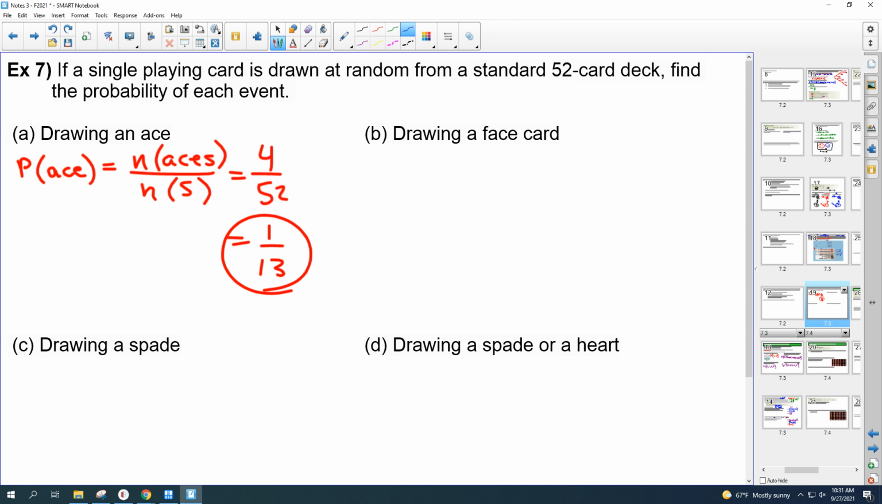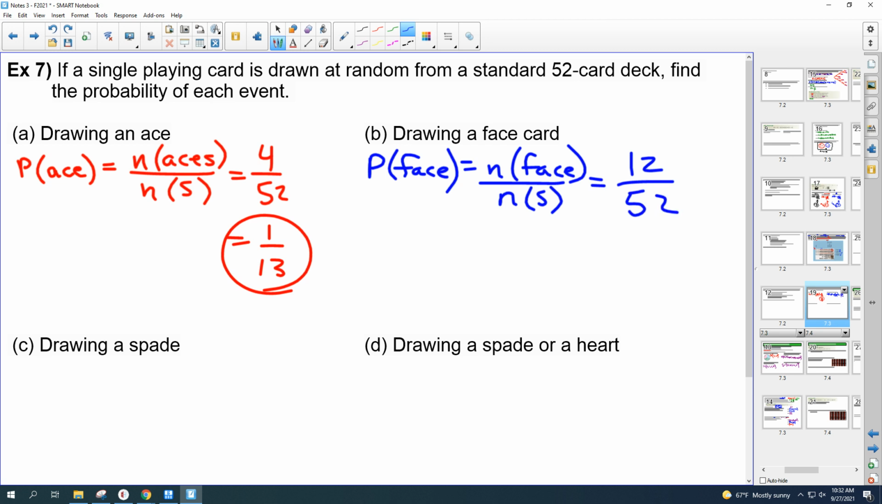Okay, drawing a face card. So with the probability of a face, I want the number of faces over the number in the sample space. Go back and look at that picture on the previous slide if you need to, but it would help if you knew how many faces there were. There's a king and a queen and a jack in each of the 4 suits, right? So 3 cards in each of the 4 suits, that's going to be 12. There are 12 face cards out of 52. Again, if you can reduce that fraction, that's maybe good. It reduces to 3/13. If you can't reduce it, use a calculator and give me a decimal approximation. If you leave it as an unreduced fraction, I'm fine with that too. Honestly, if you left that as 12 over 52, I'll probably be okay with that.